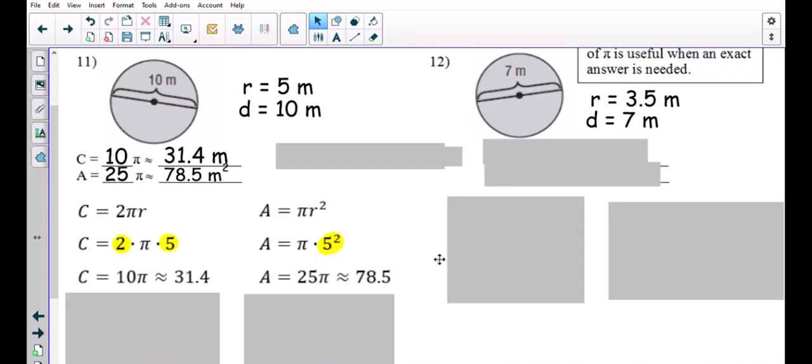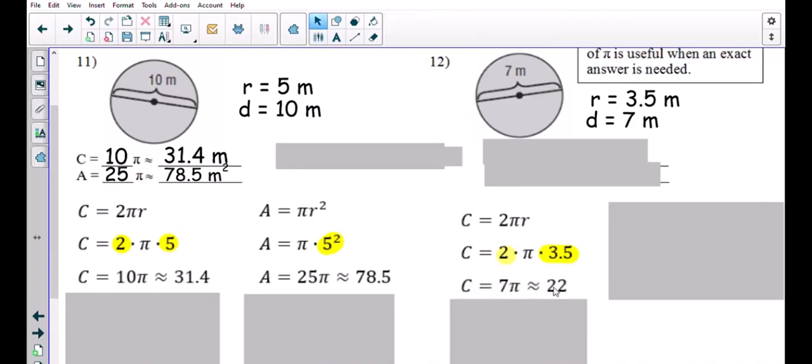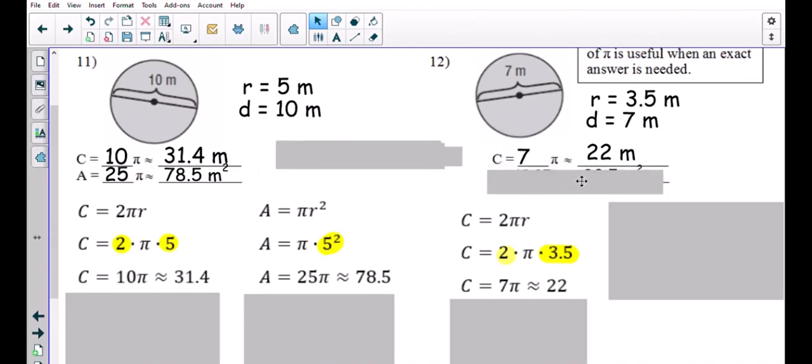All right, in number 12, we are given the diameter again. The radius is half of that, so half of 7 is 3.5. So circumference is 2 pi r, replace r with 3.5. Then I take 2 times 3.5, that gets me 7. So my circumference is 7 pi, which ends up being about 22. Something you might notice is, remember that other formula that's not on the formula sheet for the circumference of a circle is pi d, and the diameter is 7, so pi times 7 kind of makes sense. For this one, we had 10 pi, pi times d. And I'll go ahead and reveal that up here. So 7 pi, which is about 22 meters.